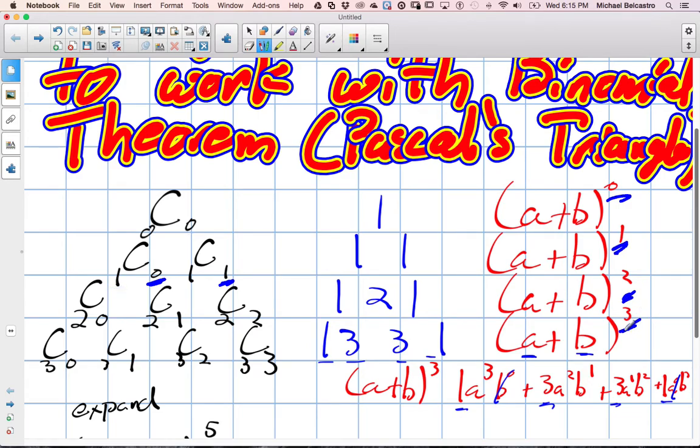So the third row, we know there's going to be 4 terms. We would say 3 combination 0. That will tell us the first term. And if you put that in a calculator, that's going to give you the number 1. If you put 3 combination 1, that's the next term. That would give you the number 3. 3 combination 2, that would give you the number 3. And 3 combination 3 gives you the number 1 again.